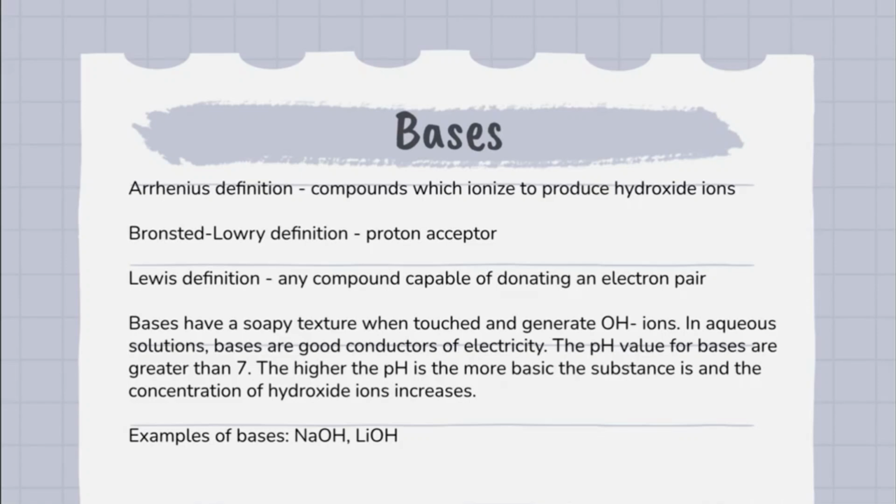In aqueous solutions, bases are good conductors of electricity. The pH value for bases is greater than 7. The higher the pH, the more basic the substance is, and the concentration of hydroxide ions increases. Examples of bases are NaOH and LiOH.